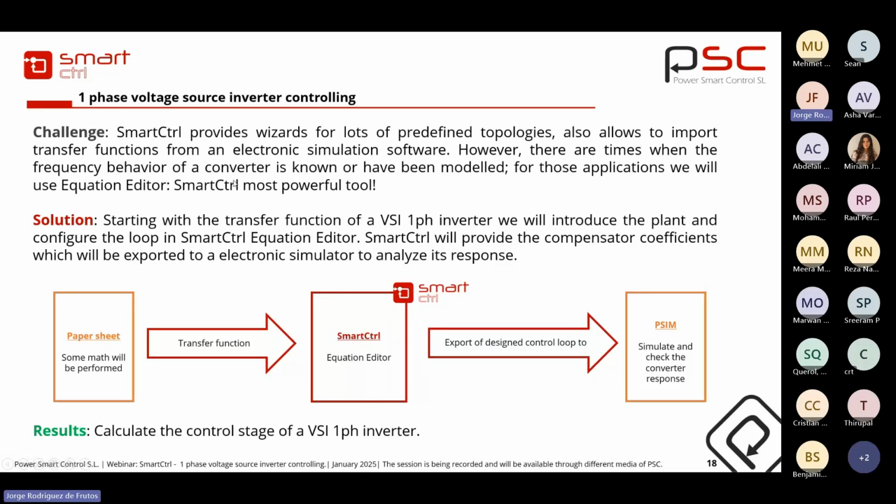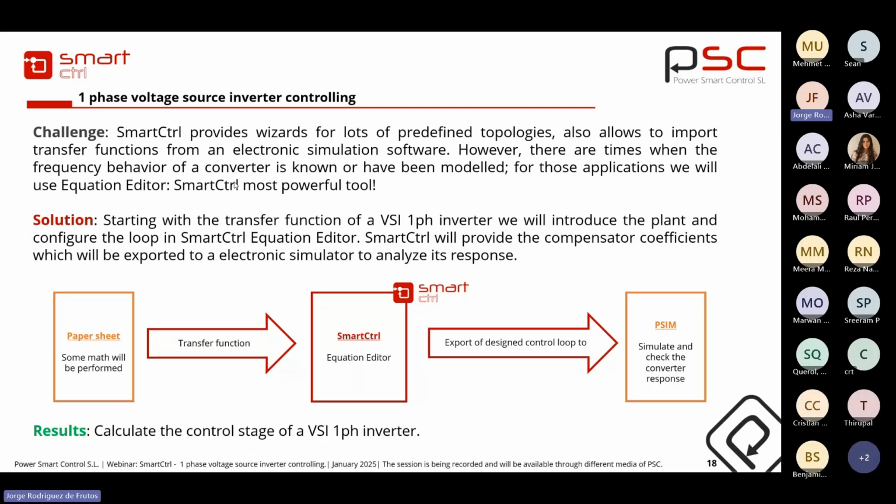So what will we be doing today? We will be defining all the transfer functions of a VSI inverter: the plant, the sensor, the compensator, etc. And SmartCtrl will provide us the parameters of the compensators. We will be controlling the inverter with two nested loops, an inner current loop and an outer voltage loop.